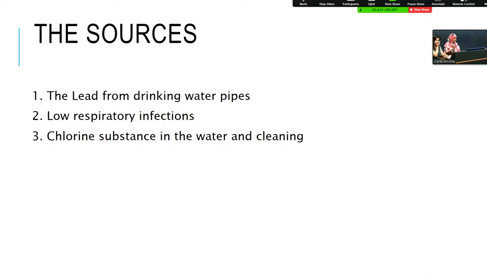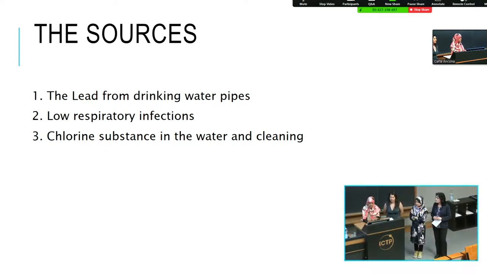From these six hypotheses, Katarina mentioned, we classify just three sources as top priority, the more high risk sources. Mainly, the first one, the lead coming from the drinking water. Because we know that lead is very toxic and also has accumulation effects in the blood. The children may be affected by the lead sooner or later.